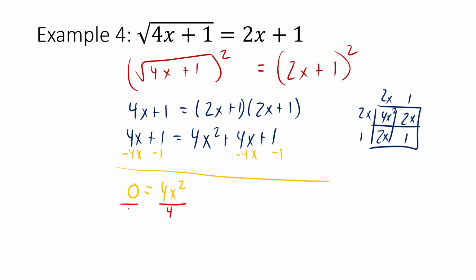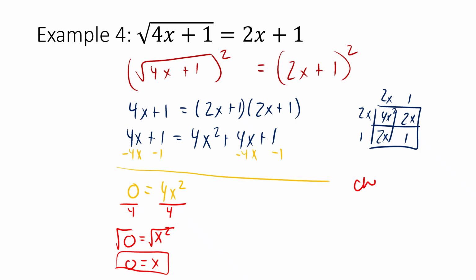So divide both sides by 4. 0 divided by 4 is 0. And then we would take the square root of both sides, and we end up with 0 is equal to x, okay, or x is equal to 0.